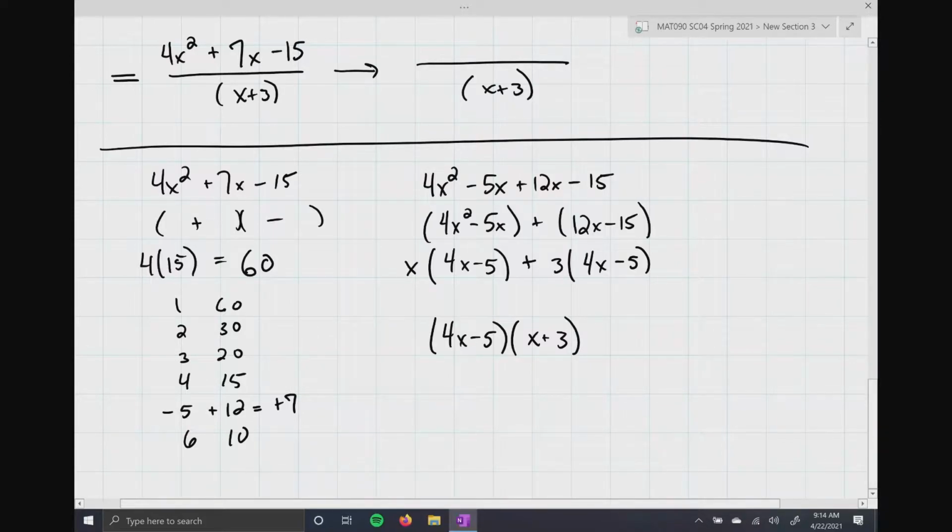So I'm just going to transfer that up into my problem at the very top of the screen. And from here, I can see that the x plus 3's reduce. So I just scratch them out. And whatever is left over is going to be my final answer.